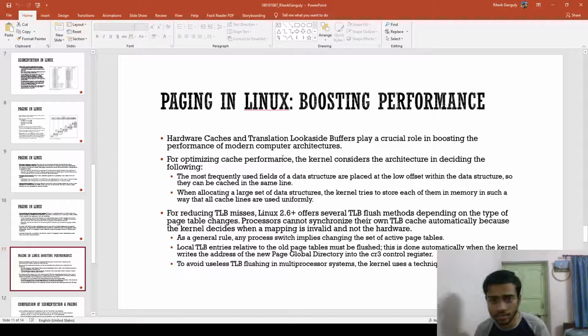Now coming to translation look-aside buffers, or TLB. TLB is basically a fast working cache which optimizes the need for mapping. Instead of mapping every time an allocation comes, we have a fast working cache in store which will contain the most frequently used mappings. If the mapping is not there, then we check the normal way, and that is called a TLB miss. What Linux 2.6 plus offers for reducing these TLB misses is that the kernel adopts a technique called the lazy TLB mode. It avoids useless TLB flushing, thus reducing the TLB misses.